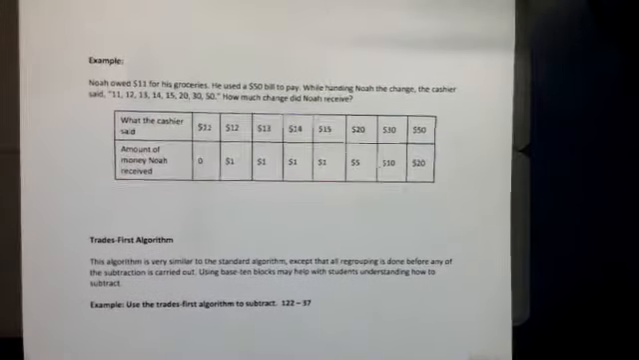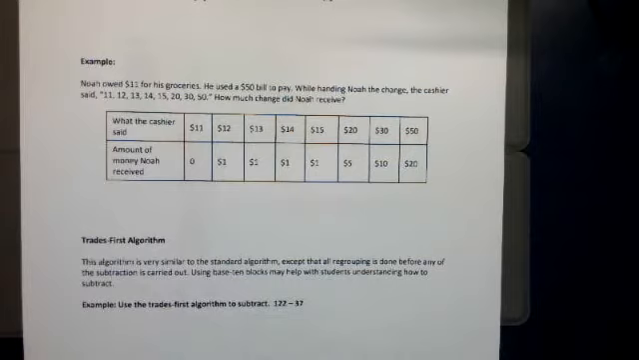All right, now let's look at this example using that counting up algorithm. This one is similar to that. Noah owed $11 for his groceries. He used a $50 bill to pay. While handing Noah the change, the cashier said 11, 12, 13, 14, 15, 20, 30, and 50. How much change did Noah receive?